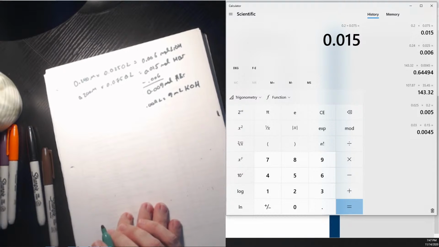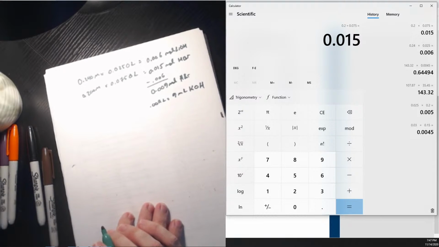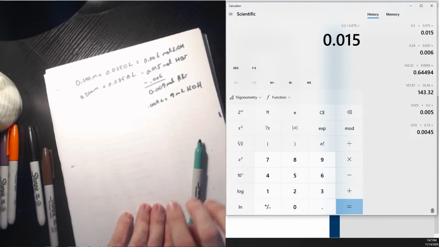You guys should be more careful with the math. I'm rushing through this because I got Assassin's Creed Valhalla and I want to go play it.